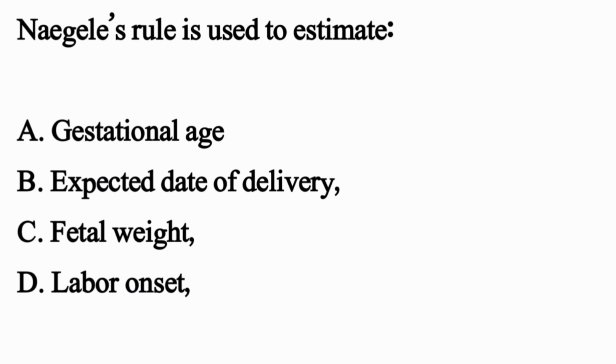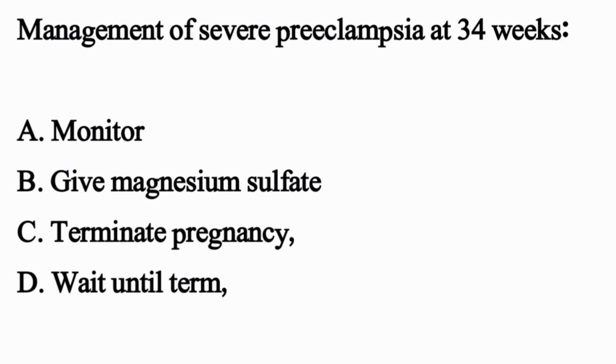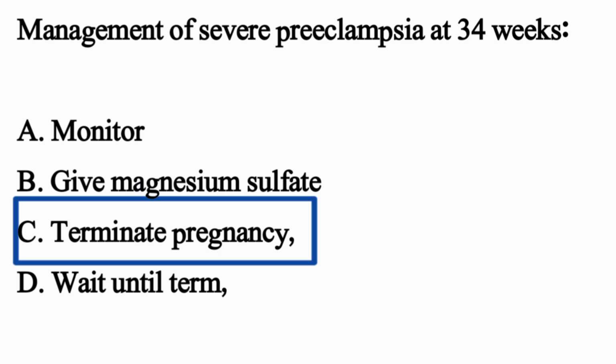Naegele's rule is used to estimate. The right option is option B. Expected date of delivery. Management of severe preeclampsia at 34 weeks. The right option is option C. Terminate pregnancy.